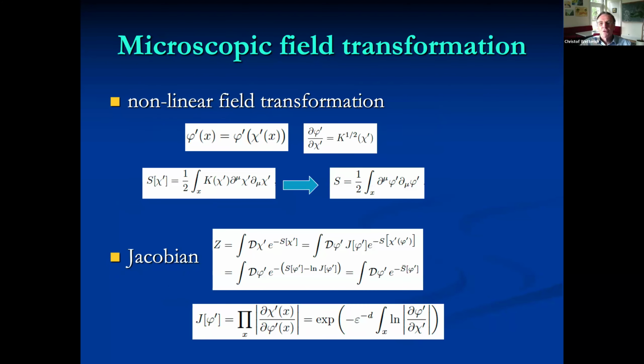Now let's go to a microscopic field transformation of this simple theory. Well, you take phi prime of x, a function of chi prime, such that d phi prime over d chi prime is the square root of k, and then obviously this action with this non-trivial kinetical becomes just a free action with d mu phi prime, d mu phi prime. Well, this does not mean that the theory is all of a sudden equivalent to a free theory. But the whole physics that makes the difference is actually the Jacobian.